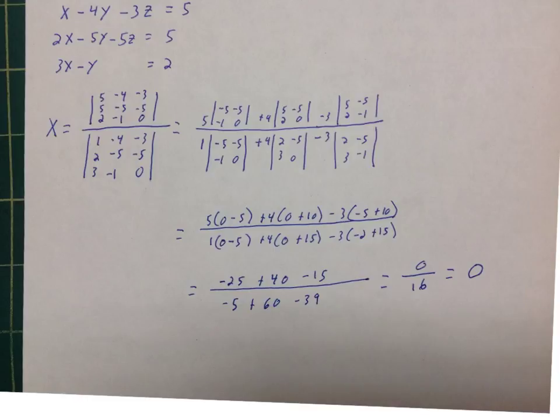Now, since we're solving for x in this first column, in the x column you put the constants 5, 5, and 2, and the other two columns match the denominator. That's how you set this up. If you're solving for y, you'd put the constants in the middle column, and for z, you'd put the constants in the third column.